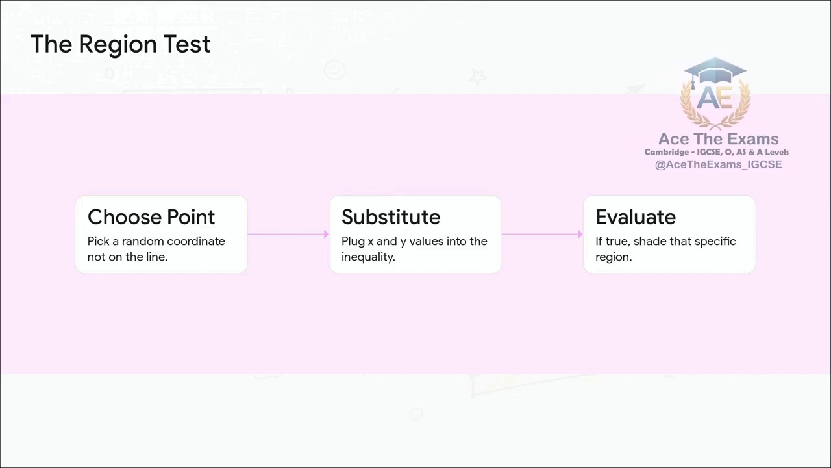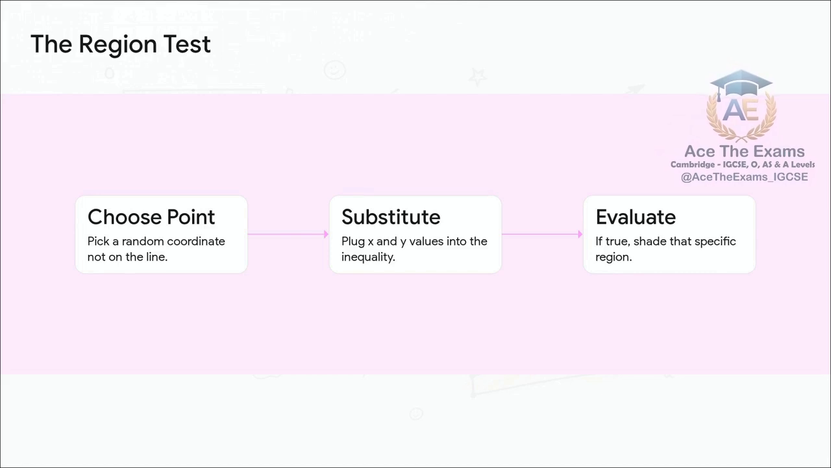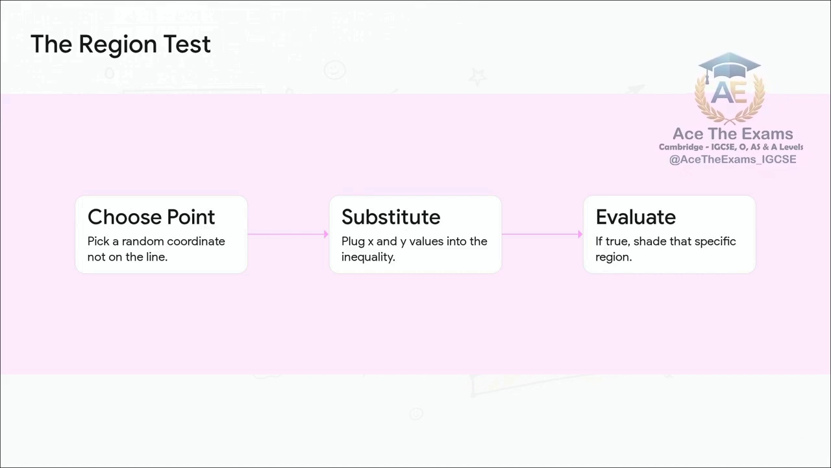Step 3. Evaluate it. That simplifies to, is 1 less than or equal to 5? Yes, it absolutely is. Because the statement is true, the entire side of the line where the point 3, 1 lives is your safe zone. It satisfies the inequality.